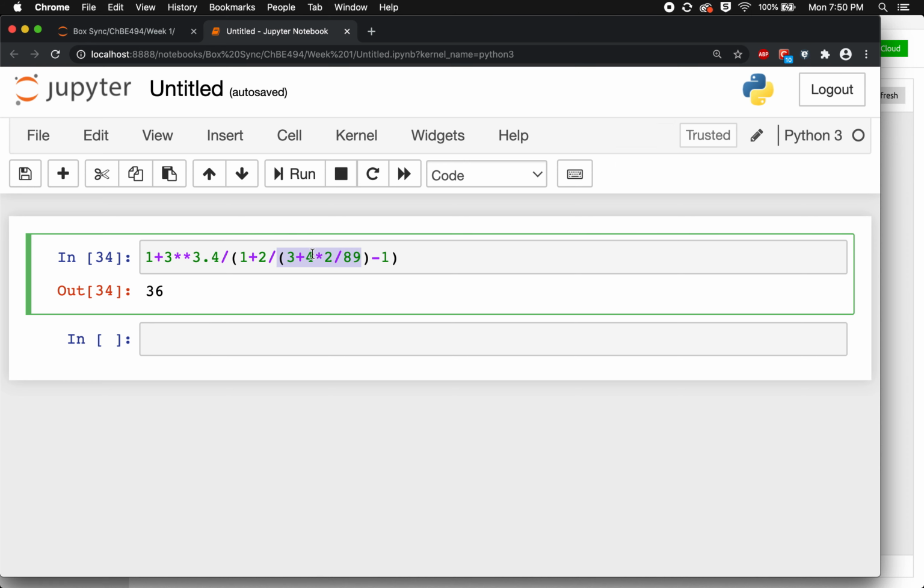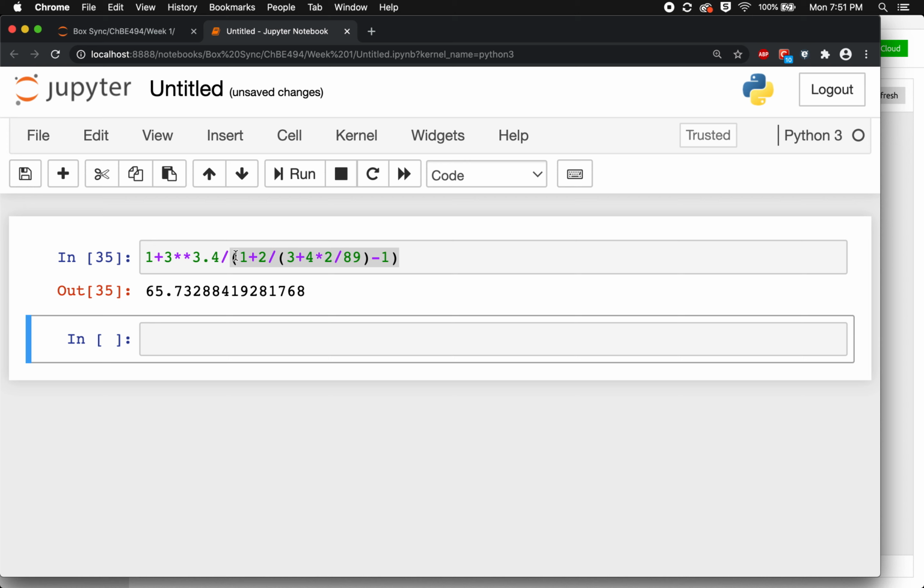And actually, once it has this done, it's next going to evaluate this power operation. So 3 to the power 3.4. Then it's going to divide it by this mess. And then it's going to add the 1 to it. And then we have the expression.